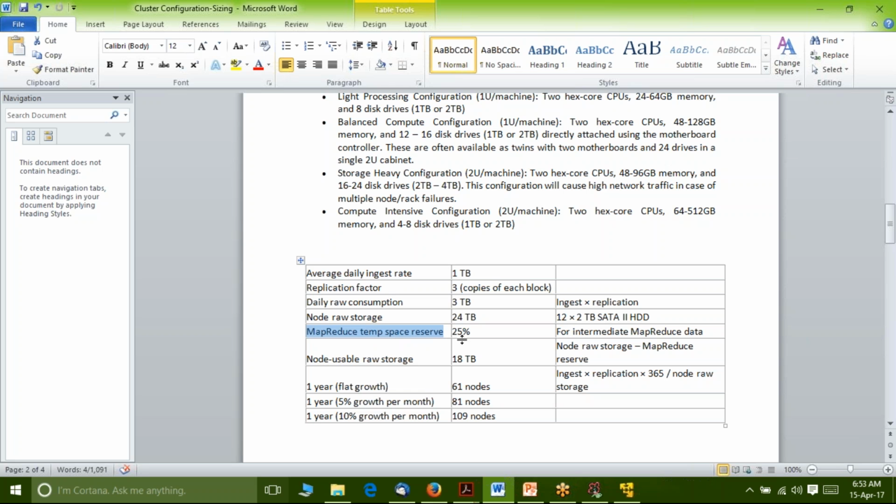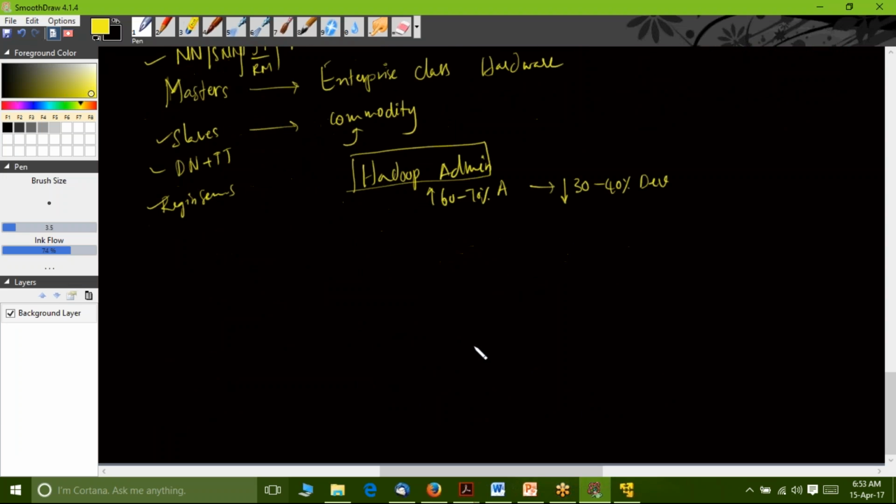Apart from this, of course, that is very minimal, you also need to reserve some space for your operating system, because you are doing this setup on a machine. This is a bare metal box.